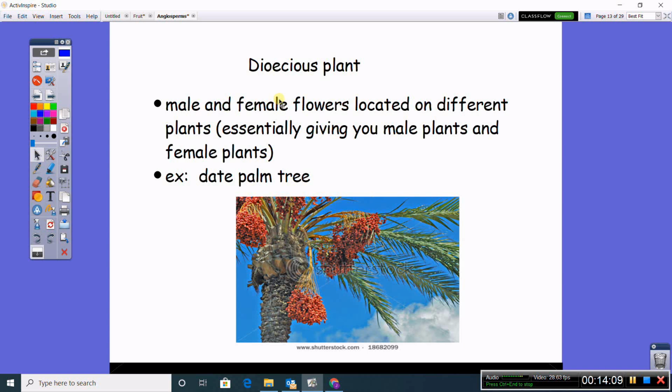If you were a date farmer, you would plant a lot of female trees and probably only one or two male trees just so you could get the pollen, because the female trees are the only ones that are going to produce the date fruits.